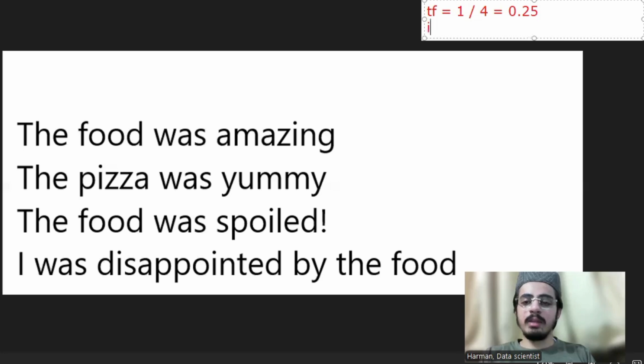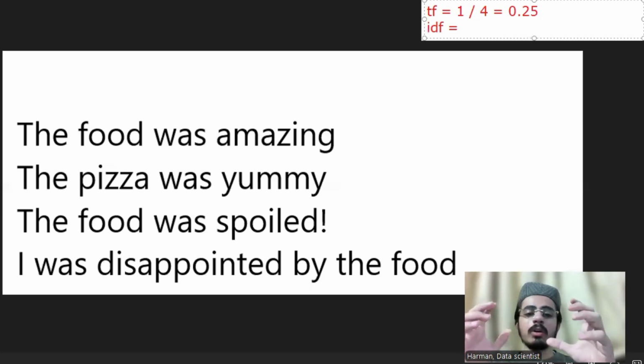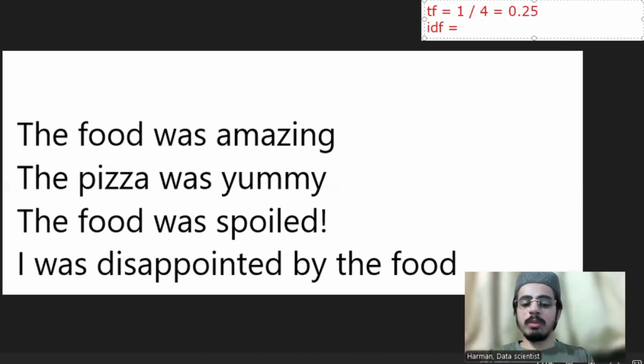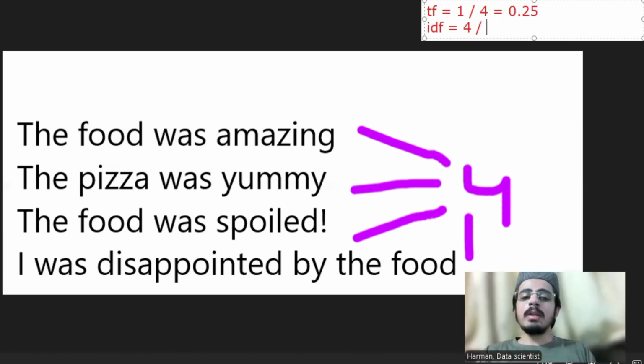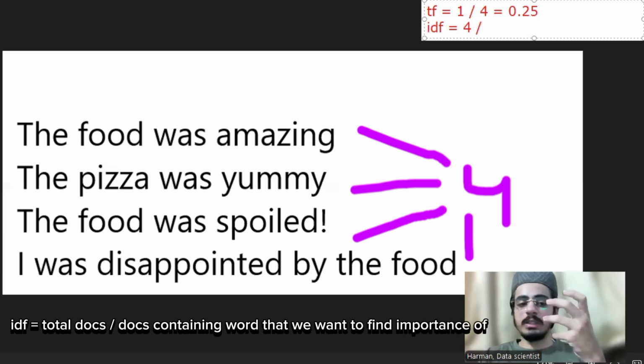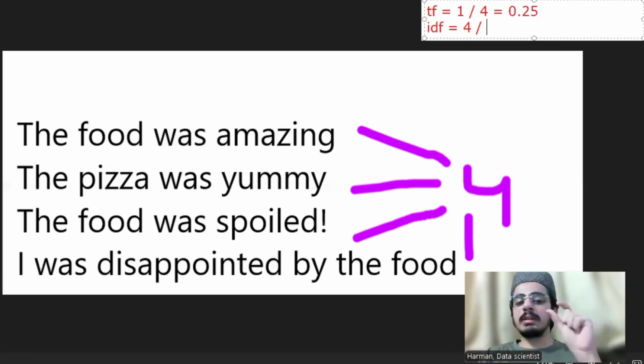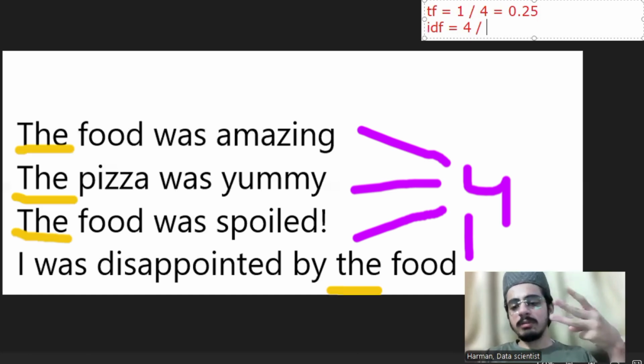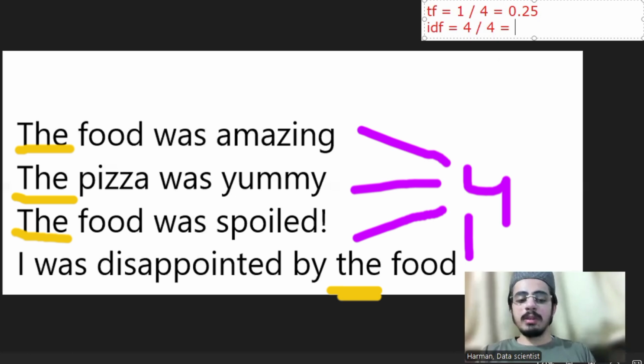Now we have to find the inverse document frequency, which is the total number of documents, 4, divided by the number of documents containing the word "the", as we are finding the importance of "the". So how many documents? First one, second one, third one, and fourth one. All of them contain the word "the", including the fourth sentence. So 4 divided by 4, which will give us 1.